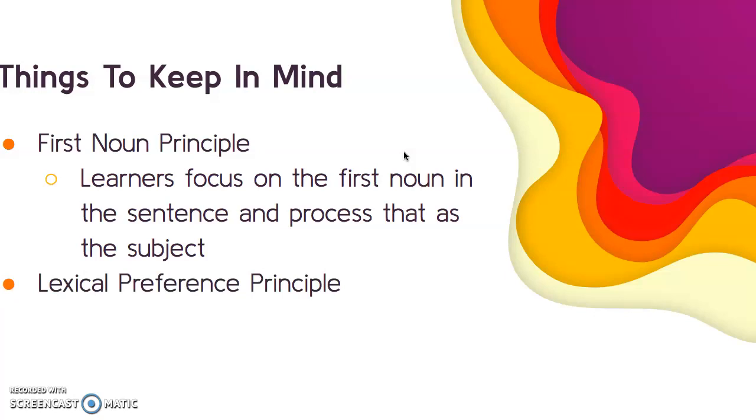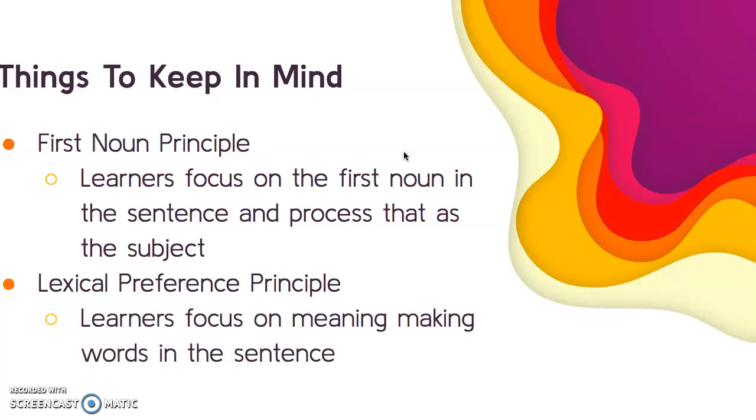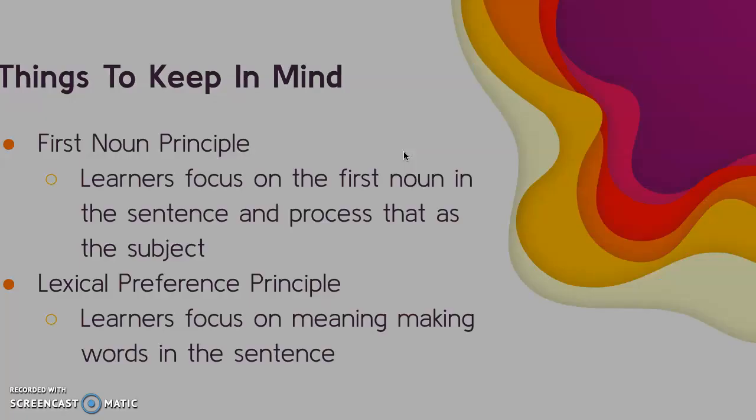Another thing is called the lexical preference principle. This is where learners focus on meaning-making words in the sentence. So if I want them to notice something happened in the past, but every time I put the word yesterday in front of it, they're going to attend to the word yesterday because they know that means past, which means they're never going to get to the point of understanding that ed means past, or that e with an accent or i with an accent means past. Okay? So we have to keep these two things in mind as we write our activities.